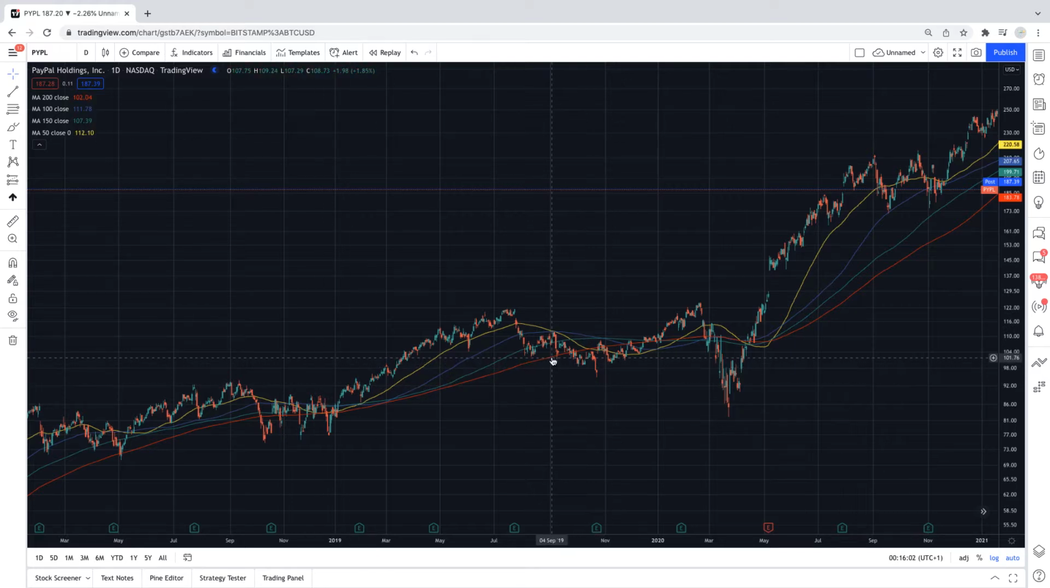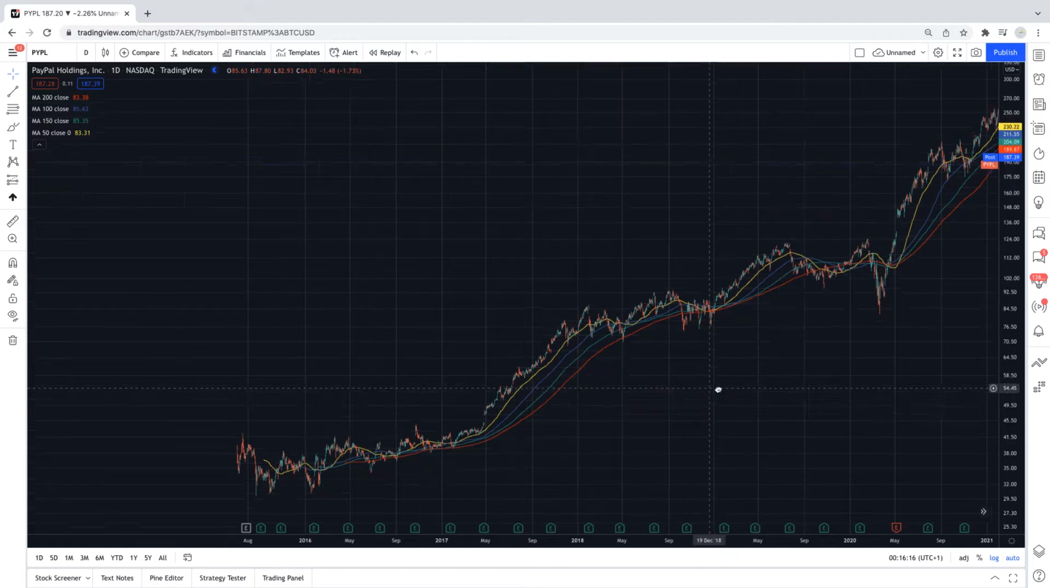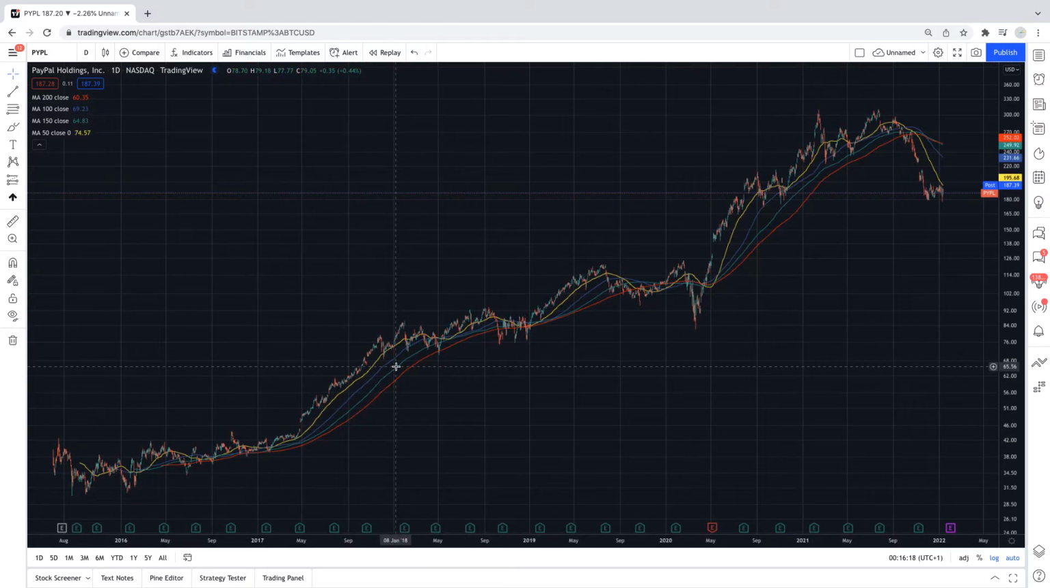I have a 200-day moving average in red. I have a 150-day moving average in teal. The blue one is the 100-day moving average, and then the yellow one is the 50-day. These are standard moving averages. I happen to like these because they form sort of a band of support and resistance together. I like to use that optically. It gives me a good idea of where price is moving broadly.